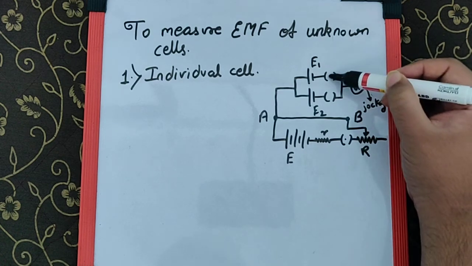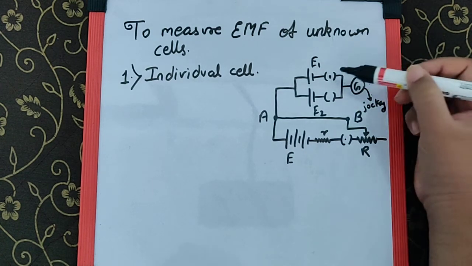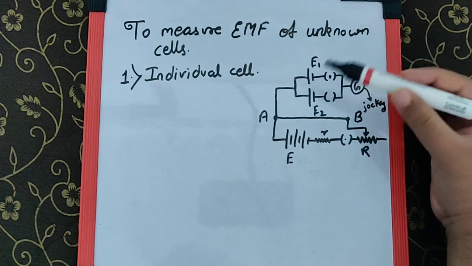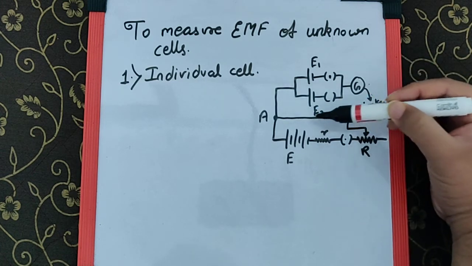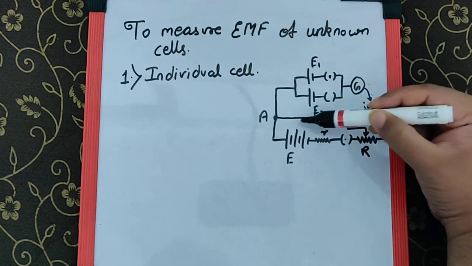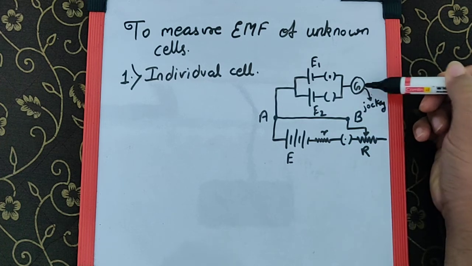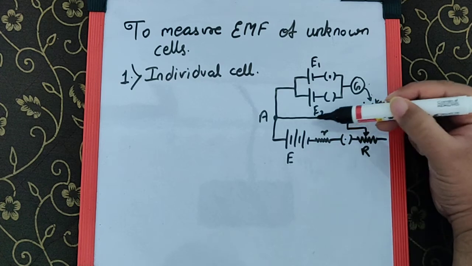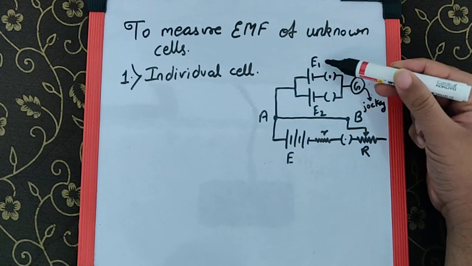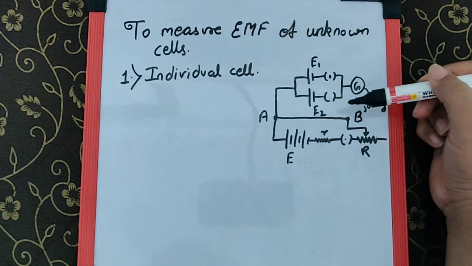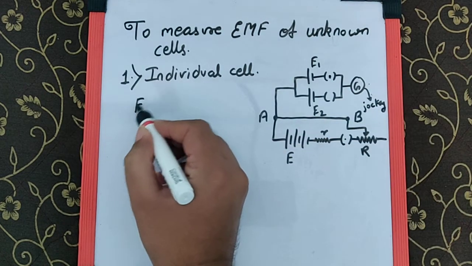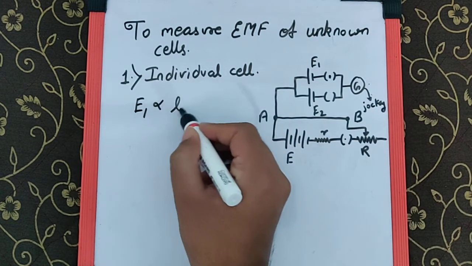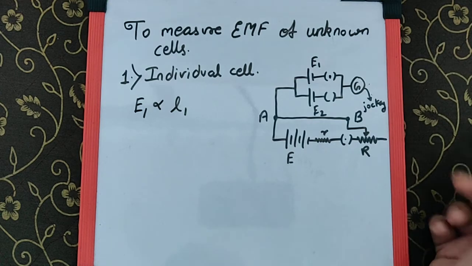Now, since it is an individual cell method, we will connect one key at a time. If you connect this key over here and take the jockey and place it on the wire AB, at one point you find the deflection of the galvanometer to be 0. That means that particular length is the balancing length for E1. Let's call that length L1.